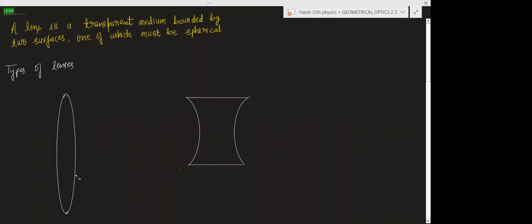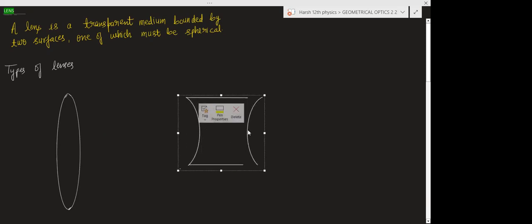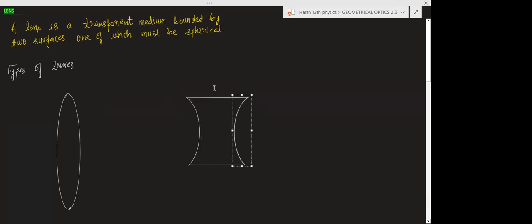This is a lens, and this lens is bounded by two surfaces. When you look at it properly, you will see there is one surface here and one surface here. So it is bounded by two surfaces. This lens is also bounded by two surfaces. One surface is this, another surface is this. So a lens is bounded by two surfaces, one of which must be spherical.